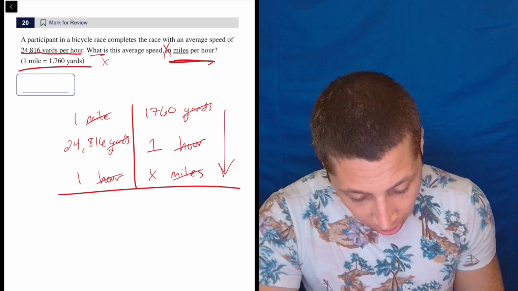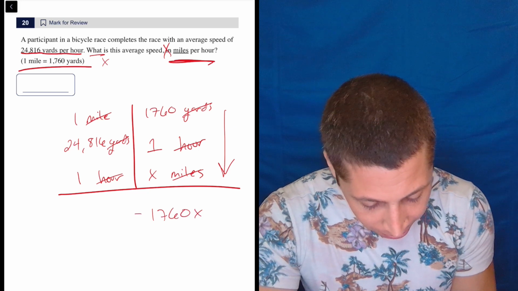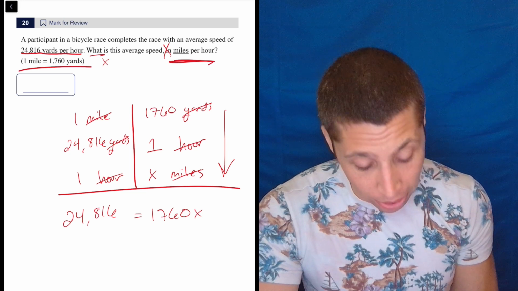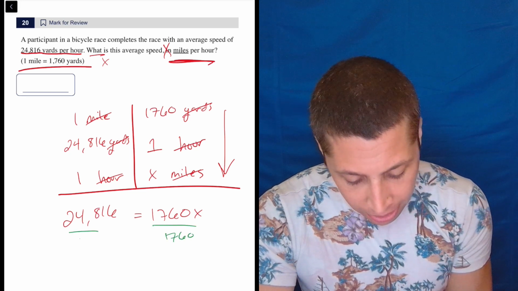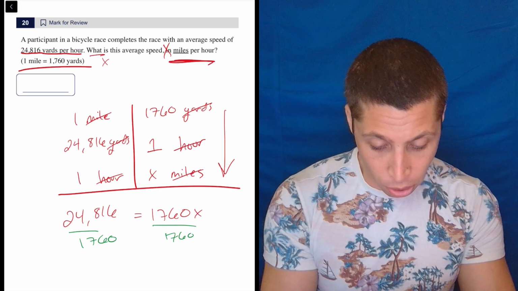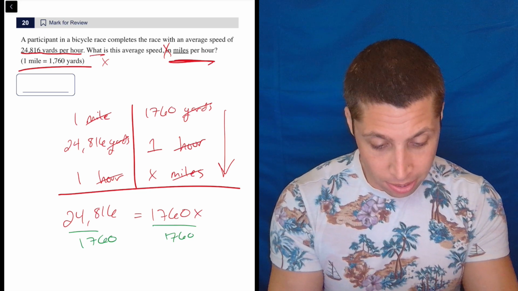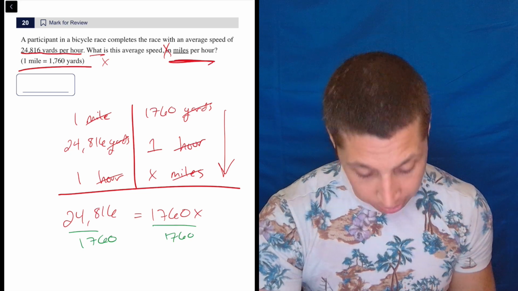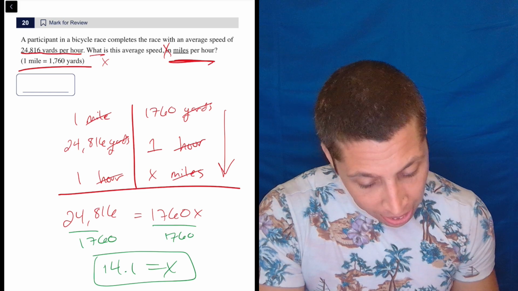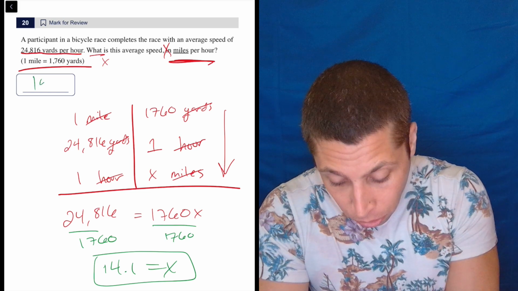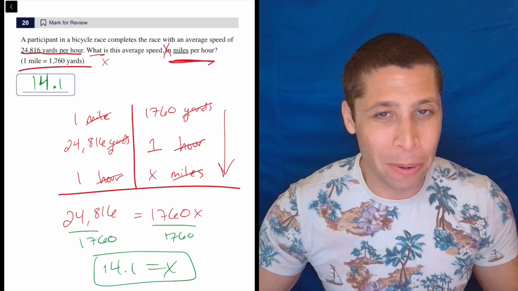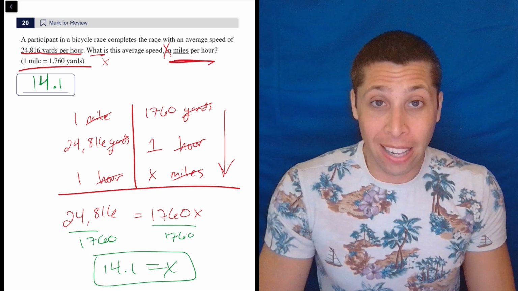Now, if we go down each side, we're going to have 1760x on this side and 24,816 on this side. And now it's just an equation, solve for x, right? So we've got to divide by 1760 to get rid of this. I would just reach for my normal calculator here. It's a little easier than Desmos. 24816 divided by 1760 is 14.1. So that's my answer. What do they want? They just want the average speed. They don't say to round, so don't round. Just 14.1. That's it. You can put that in Desmos and you're done, or into the Blue Book app and then you're done. So that's it. That's the whole thing.